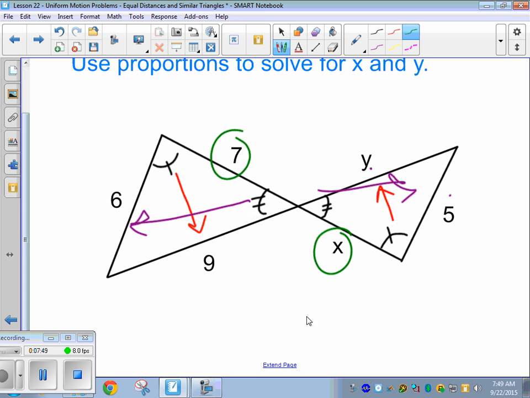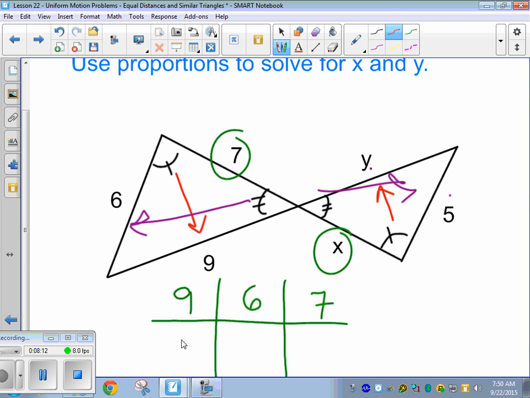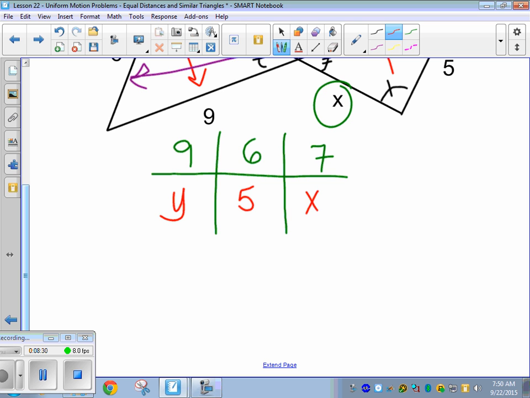We could write one proportion here, which I kind of learned the other day. This was kind of interesting. Let's try that this way. We're going to actually make a little mini ratio box. And what I'm going to do is go around the circle. So across from the 1 is a 9, okay? Across from the 2 is a 6. And across from the no angle is a 7. So then I have to go in the same order here. So across from the 1 is what variable, you guys? Y. And across from the 2 hash is what variable? 5. And across from the no angle is x. So if you want to set it up like that and then cross multiply, you can.